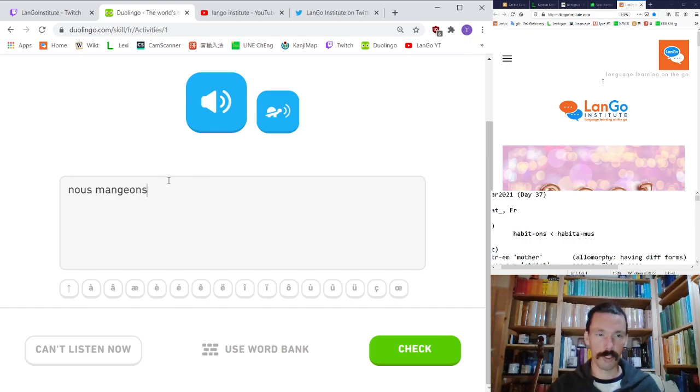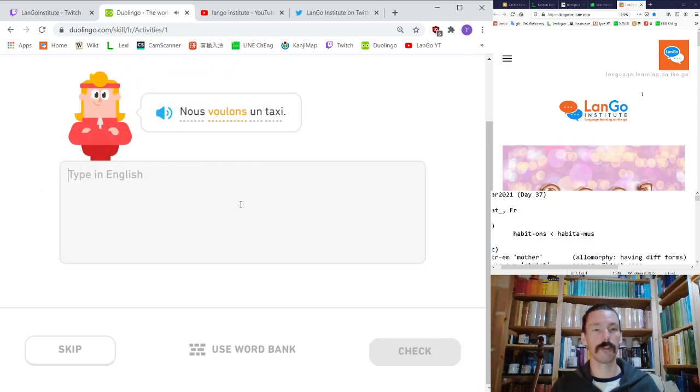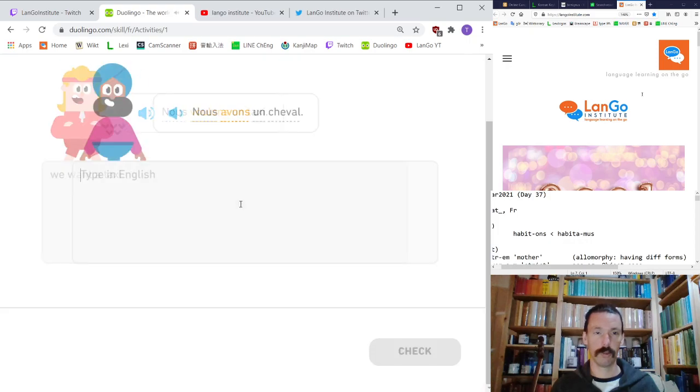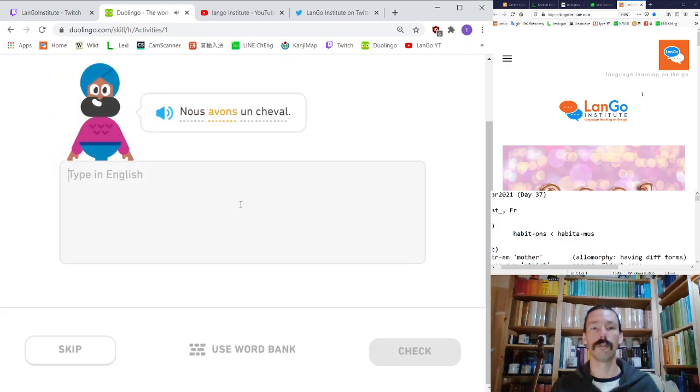The ending -ons agrees with its subject. In French, you have to have the subject expressed, and in spoken French, I think, always with a pronoun. And your ending is going to agree with it. If you have a different ending there, it's going to sound odd, broken. Nous mangeons une orange. Une orange is the object, the thing eaten, an orange. Nous voulons un taxi. That verb is we want a taxi. Nous avons un cheval. Avoir is the verb have, un cheval, a horse.